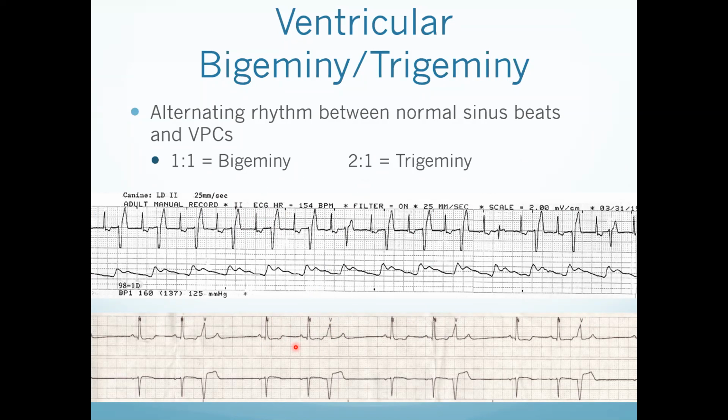Again, oftentimes this is quite a stable rhythm because it's not particularly fast, and so you don't usually have to treat it acutely. But it may often indicate that you've got underlying disease present, which may be cardiac, may be extracardiac, but you need to investigate a bit further.